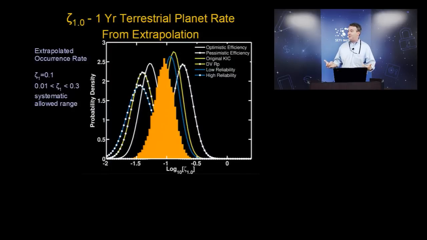Now this is a large error bar, but before Kepler, this error bar would have been many orders of magnitude. We would have had no idea. It would all be just theories and conjecture. So this is a tremendous measurement that's been enabled by the Kepler science and the Kepler data.